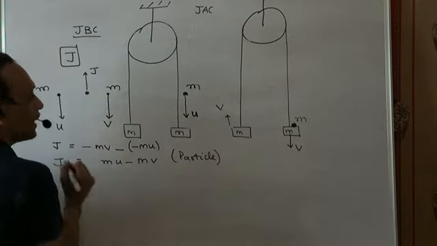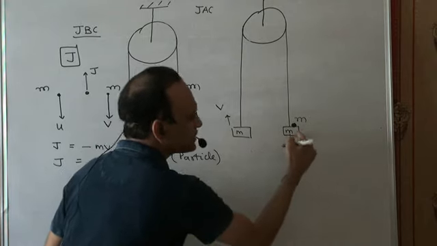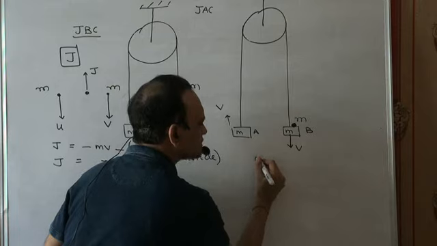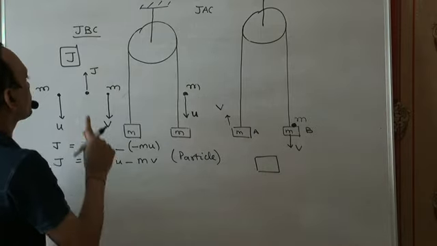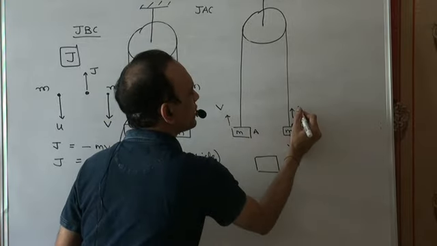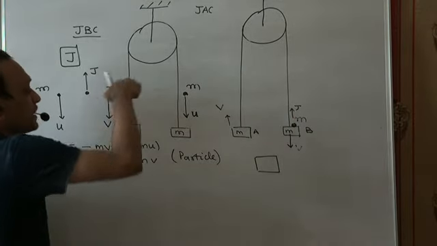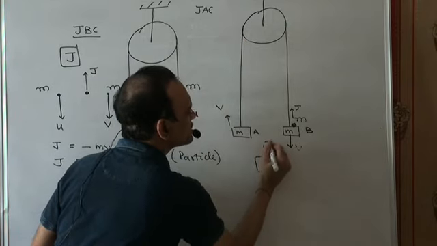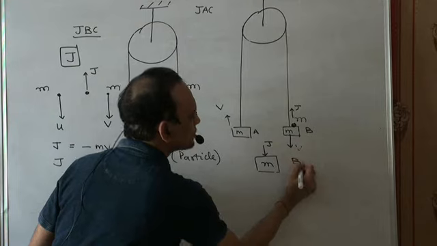Now, for the block, look at this block. Let me call this block B. Let me call this block A. Now, for B, what happens? If B exerts on this particle a linear impulse J this way, this particle must be exerting on this block B a linear impulse J downwards. Yes or no? On this block B.